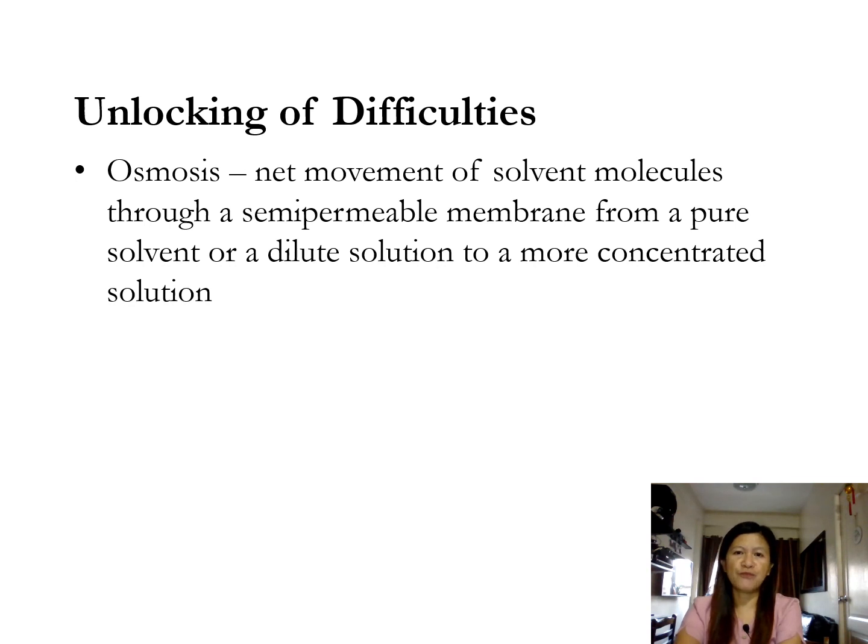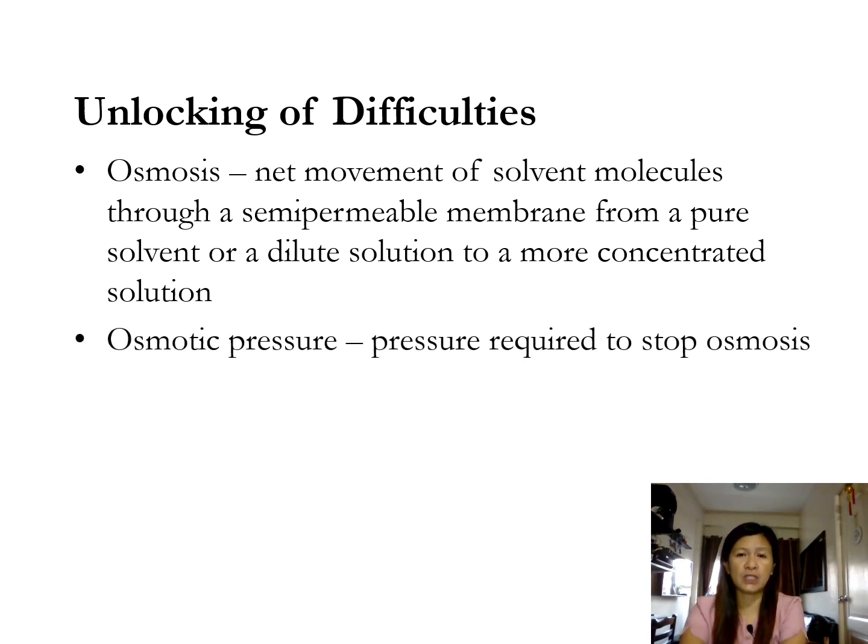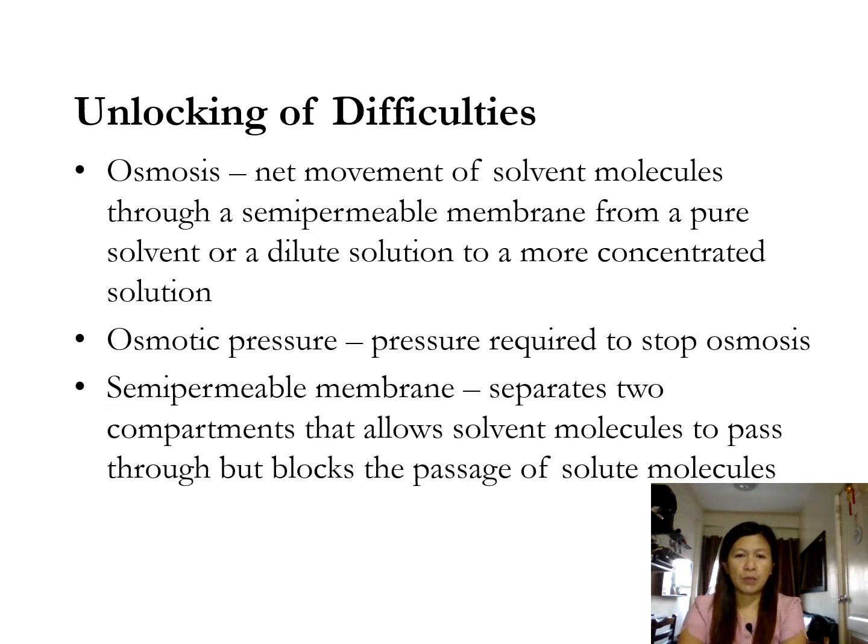Osmosis is the net movement of solvent molecules through a semi-permeable membrane from a pure solvent or a dilute solution to a more concentrated solution. Osmotic pressure is the pressure required to stop osmosis, and a semi-permeable membrane is a membrane that separates two compartments and allows solvent molecules to pass through but blocks the passage of solute molecules.